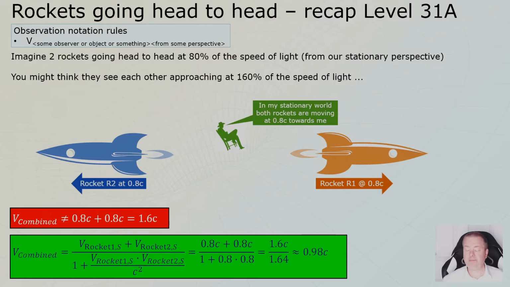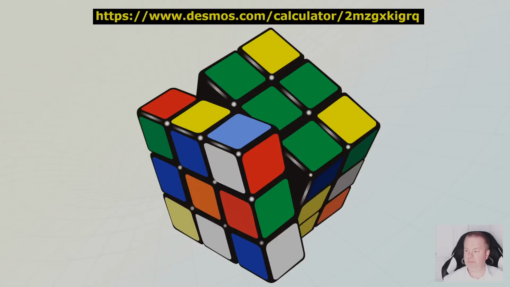c squared. And if you punch in the numbers of 80% of the speed of light, you will see that the guy or the girl in the blue rocket will see the other rocket coming in at 0.98 C, which is 98% of the speed of light, which is completely different from 1.6 C, which is what we would expect. So in the C level we will actually derive this equation and do the math, but now let's see it in the space-time diagram. So what I did is I built one.